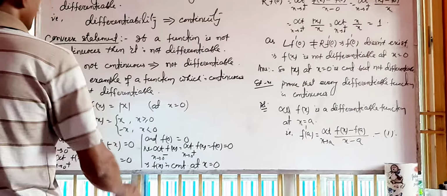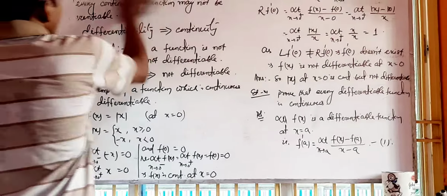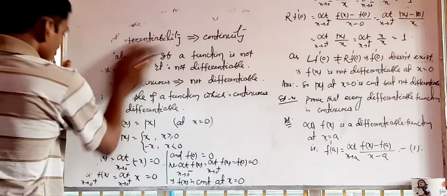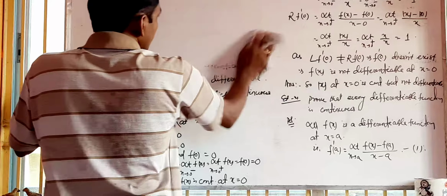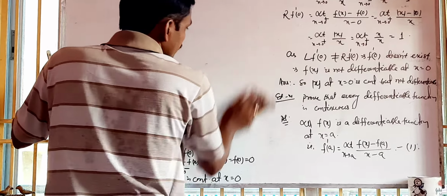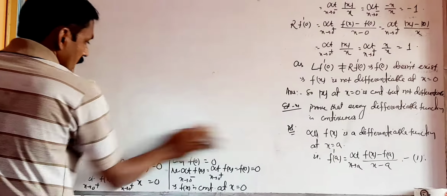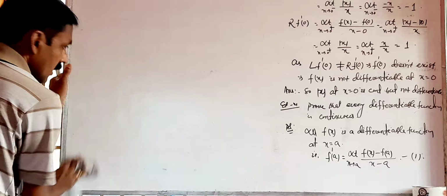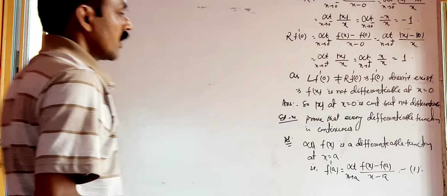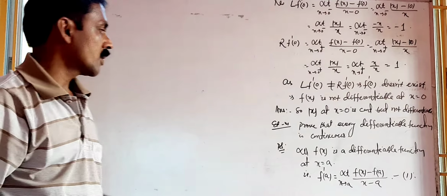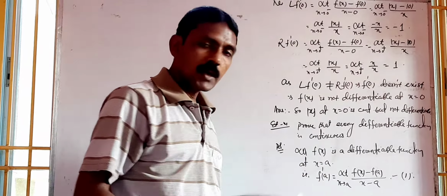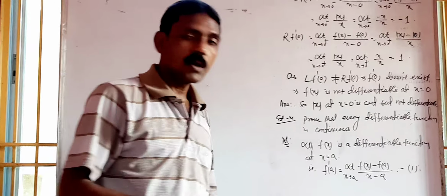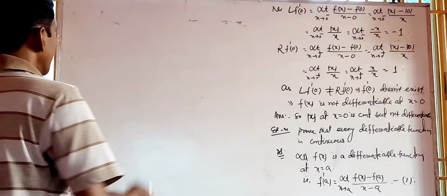Now what do we want to prove? We want to prove that it is continuous, and for continuity, what do we want to show? We have to show that the limit of the function at the given point must be equal to the value of the function at the point. So here we have taken the point as a. So you have to prove the limit of f of x as x tends to a must be equal to f of a.